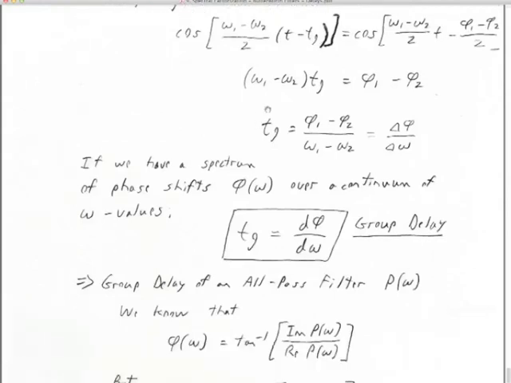And so what is the delay in seconds? It's going to be phi 1 minus phi 2 divided by omega 1 minus omega 2. Another way of looking at that is it's the change in phase divided by the change in frequency. That kind of makes sense, and you can see dimensionally it all works out.